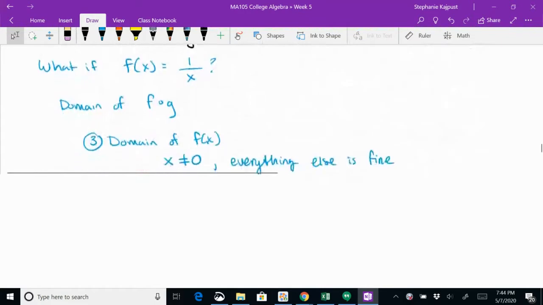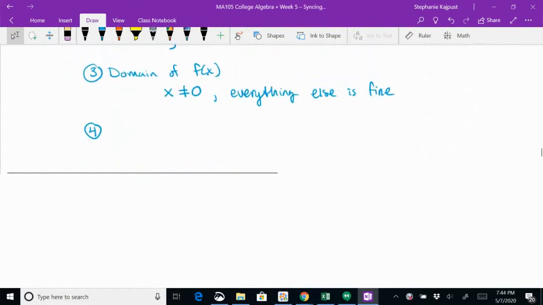So since my input to f can't be 0, this tells me that my g of x cannot be 0. Whatever my output is not allowed to be 0. Because if g of x is 0, I can't plug it into f because f is not allowed to have an input of 0. So we're kind of working backwards here. We're looking at that domain of f, and we've got an issue here. So I need to say, okay, g of x can't be 0, so then I need to find out what value makes g of x equal to 0.